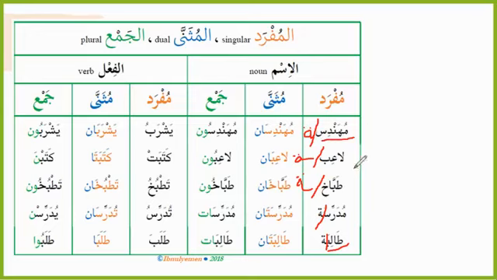So let's just see it right here. Muhandis, engineer. La'ib, player. Tabbakh, cook or chef. Mudarris, teacher. Talib would be student. Now look at it if it were a feminine. Muhandisa, لاعبة, طباخة, مدرسة, طالبة.